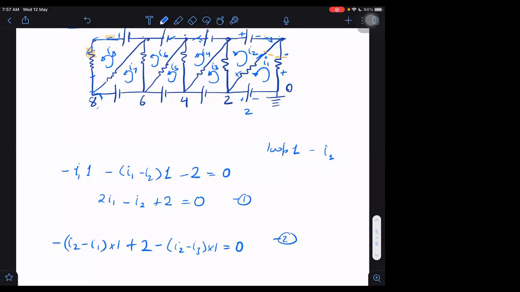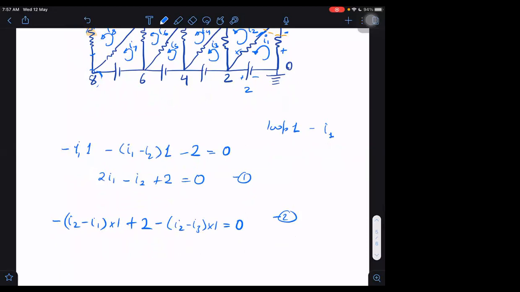Again, multiply by minus 1. If I multiply by minus 1, what do I get now? I get 2I2 plus I1, minus I1 minus I3, minus I2, and minus I1, because we are multiplying by minus, minus I2 minus I3 plus 2, minus 2, equal to 0. That is our second equation.